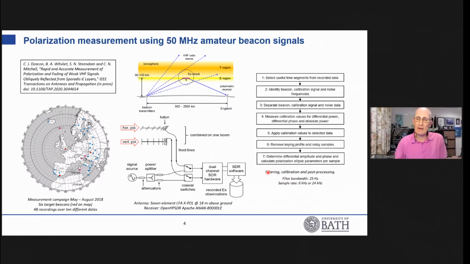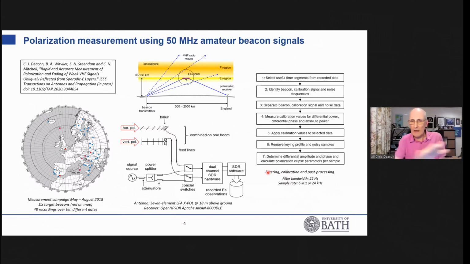You separate out the beacons, filter them, measure the calibration values. We've also compensated for phase change and amplitude change on reflection from the ground, because the vertical and horizontal components are affected differently. And then you can use that information to calculate, well, you're actually measuring the amplitude difference between the horizontal and vertical components, and the phase difference between the horizontal and vertical components. And then you can also calculate other things like what the shape of the polarization ellipse actually is.